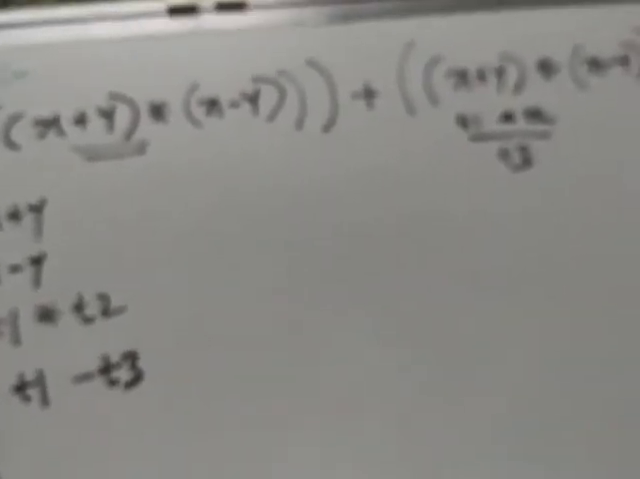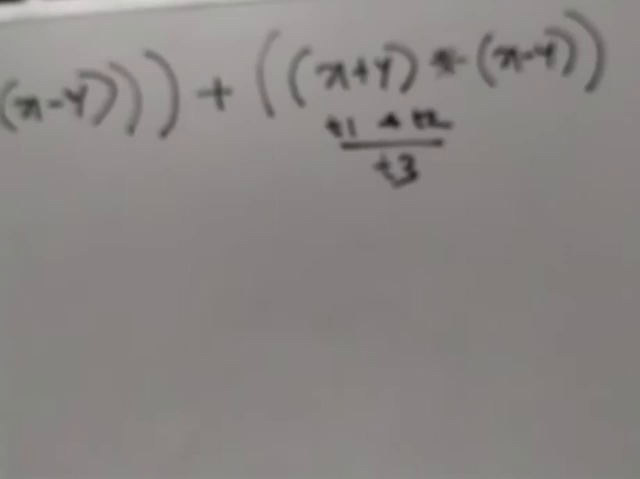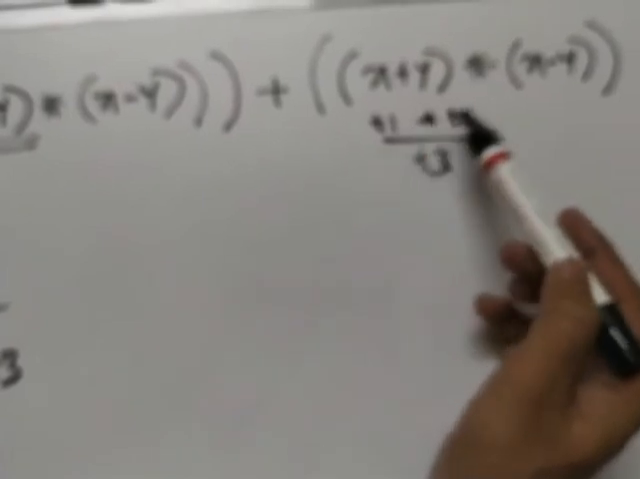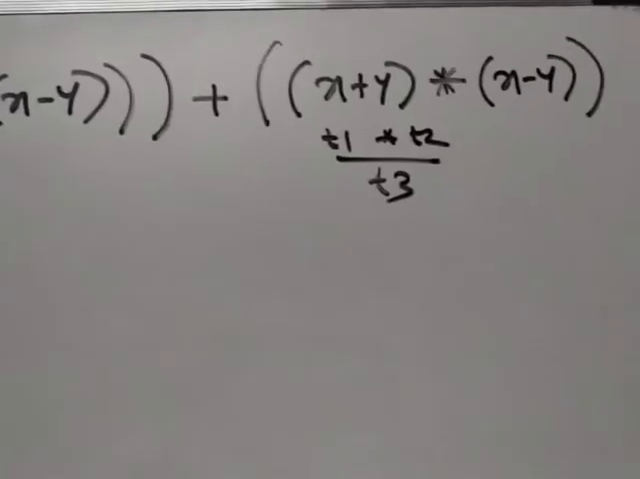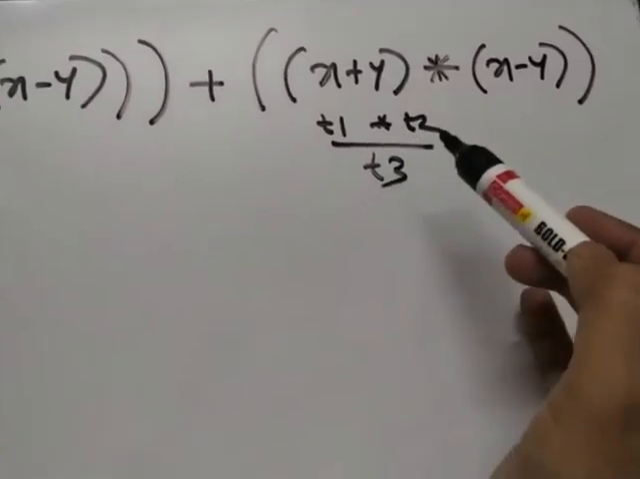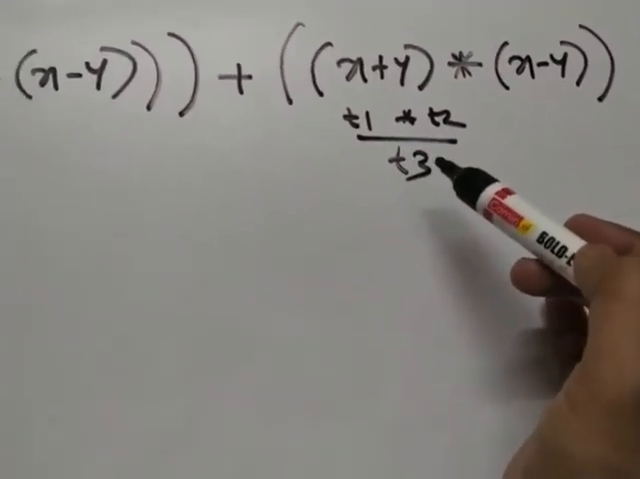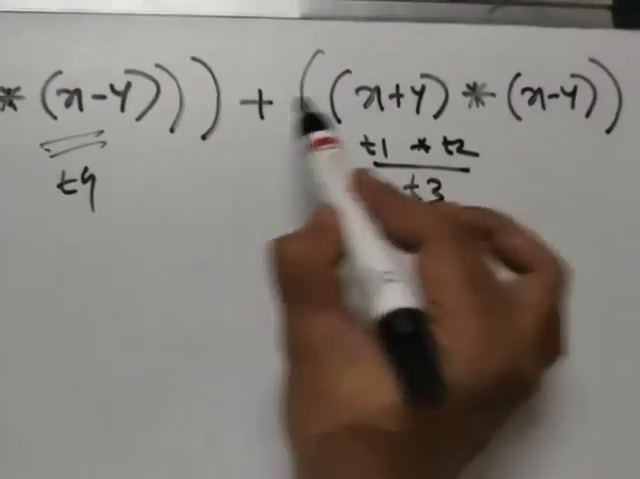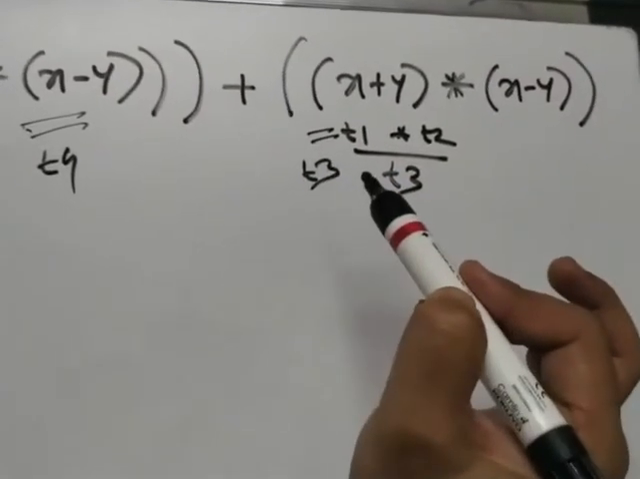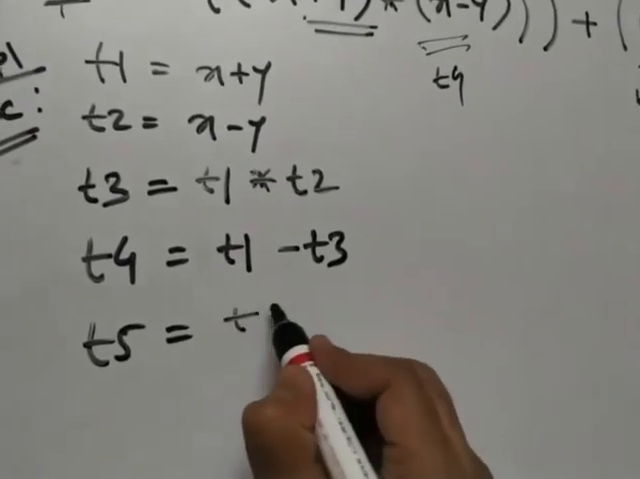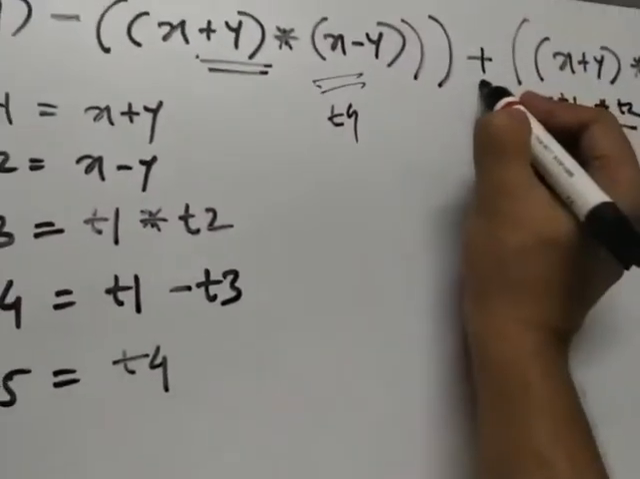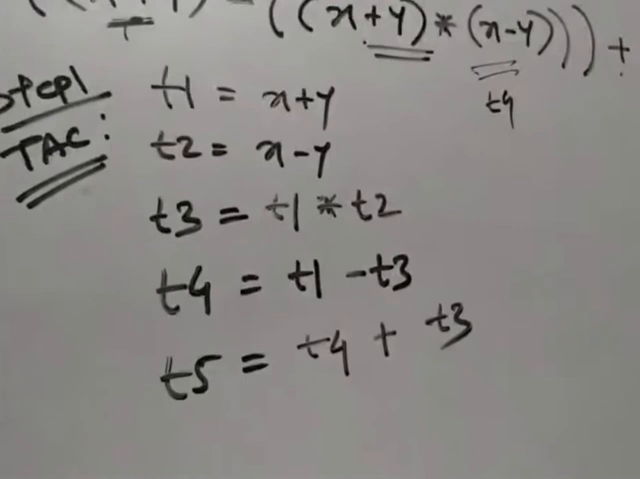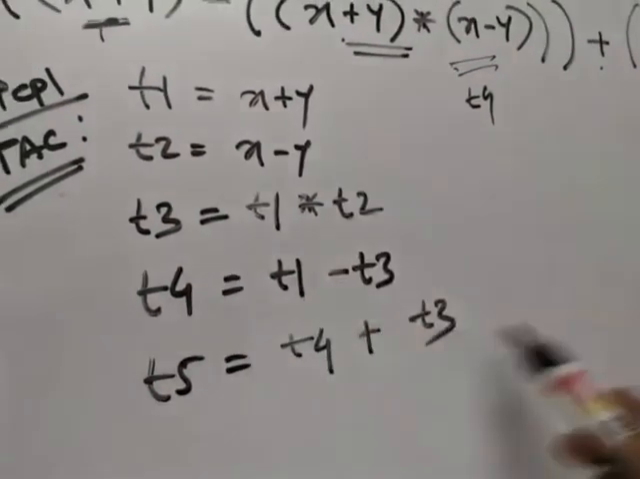x plus y multiplied by x minus y, so we have the code ready for it. T3 represents T1 multiplied by T2. So we will simply add the first part, which is represented by T4, plus the second part, which is entirely represented by T3. So for T5 I am simply using T4 plus T3. So this is how the TAC is computed for the given expression.